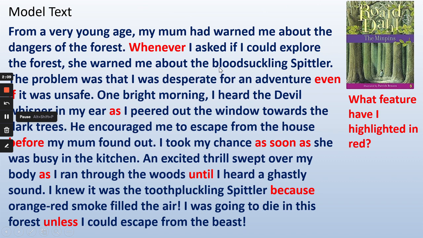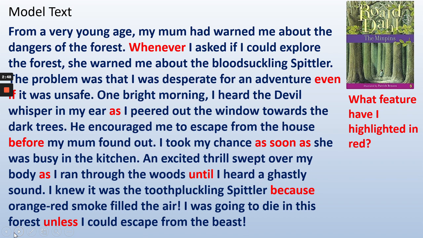From a very young age, my mum had warned me about the dangers of the forest. Whenever I asked if I could explore the forest, she warned me about the blood-suckling Spittler. The problem was that I was desperate for an adventure, even if it was unsafe. One bright morning, I heard the devil whisper in my ear as I peered out the window towards the dark trees. He encouraged me to escape from the house before my mum found out.